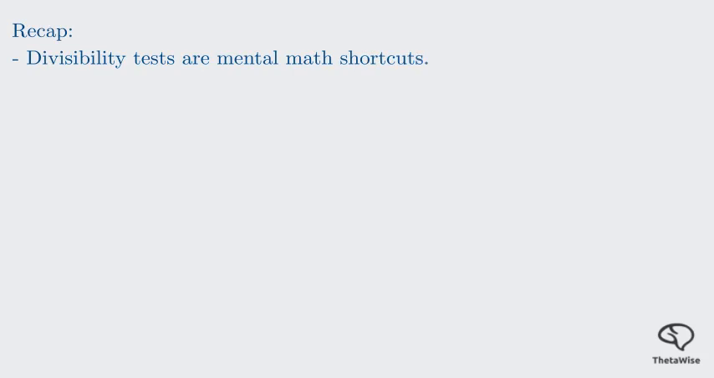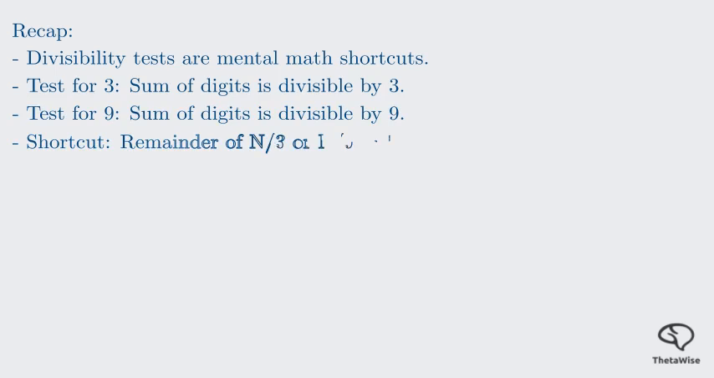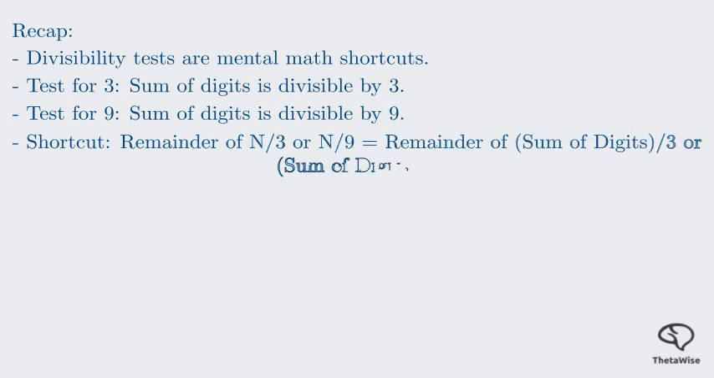Let's quickly recap what we've learned today. We started by understanding that divisibility tests are mental math shortcuts that help us check if one number is a factor of another. We learned the test for 3. A number is divisible by 3 if the sum of its digits is divisible by 3. And the test for 9. A number is divisible by 9 if the sum of its digits is divisible by 9. Finally, we discovered a powerful shortcut. The remainder of a division by 3 or 9 is the same as the remainder of the sum of the digits divided by 3 or 9. This allows us to quickly find the decimal part of an answer. You are now able to use divisibility tests for 3 and 9 and apply a clever shortcut to find decimal answers.